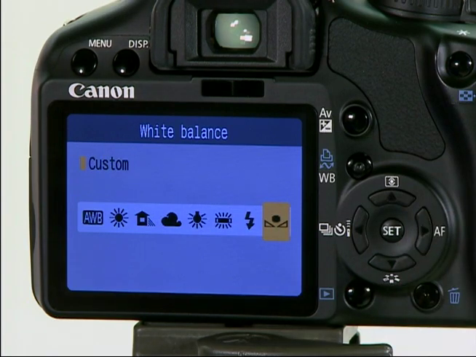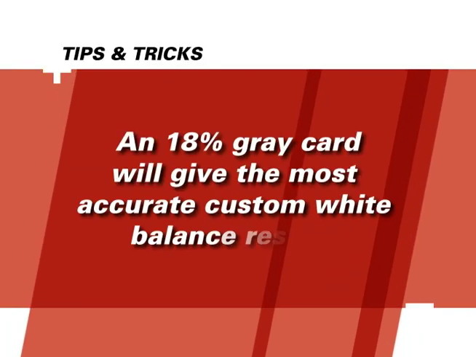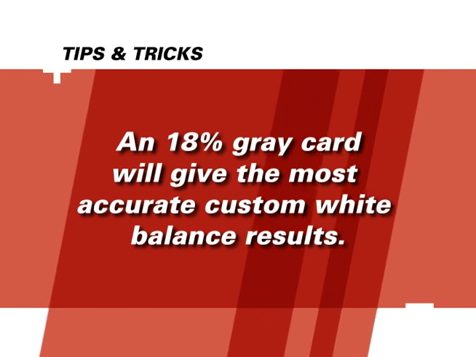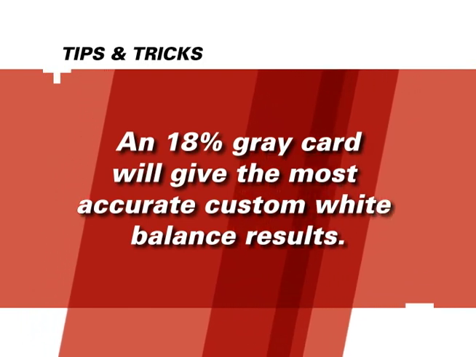The next icon is the custom white balance option. Use this setting when you want to set the white balance for a specific light source for better accuracy. This is done by taking a picture of a white card or object, then selecting the image for the camera's electronics to reference. An 18% gray card, which can be purchased at your local camera store, will give you the most accurate results. You can also use a white card, an object like a shirt, or a piece of paper to achieve similar results.